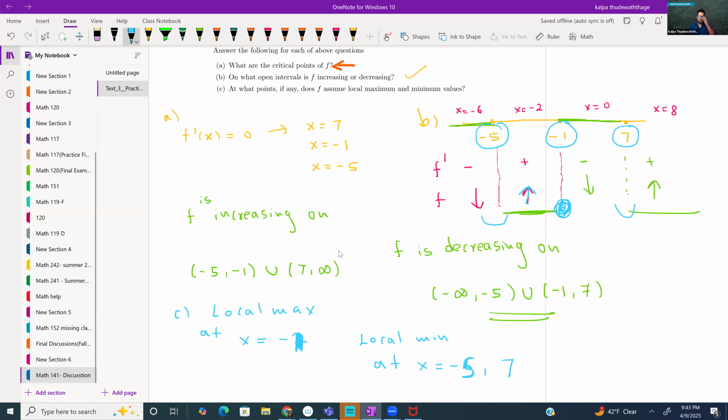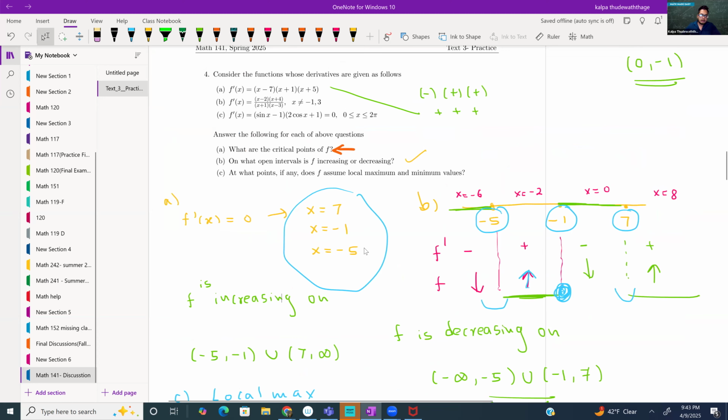So -5, -1, and 7 are the critical points. You have to talk about those. Those are the points that are going to be a local max or min. All the other points I use are to discuss what happens less than and greater than, or around, the critical points. Okay, right. Now part B.